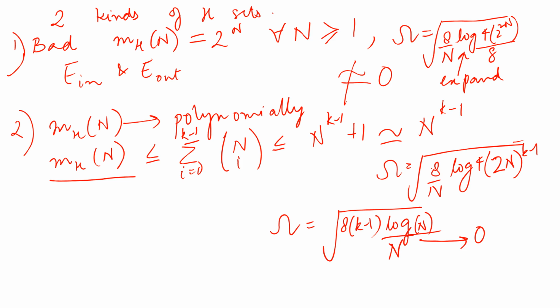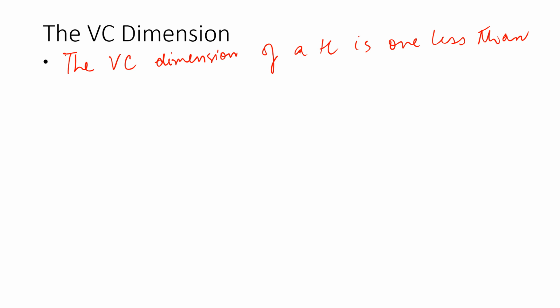Based on that, we define something that's known as the VC dimension. The VC comes from the VC bound itself. It's something we define in a more formal way, and it essentially uses this concept of a breakpoint only. So let me write the definition. The VC dimension of a hypothesis set H is 1 less than the cheapest breakpoint.